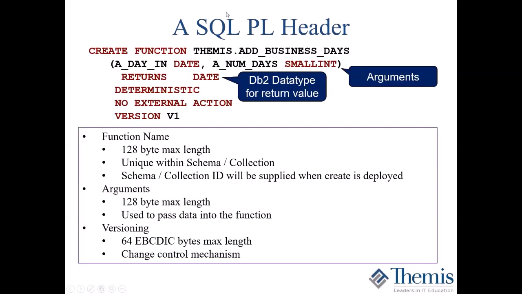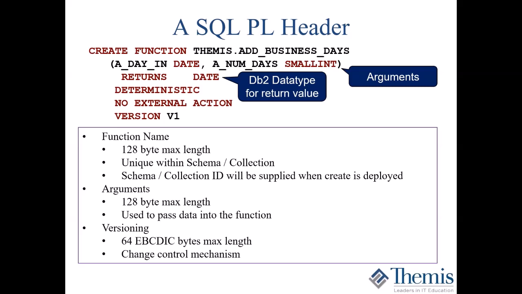All right, so here's a sample of a header. This is my add business days function. I'm saying create function, Themis.add business days. Functions have 2-part names, just like everything in DB2. We have a schema and then the simple name.